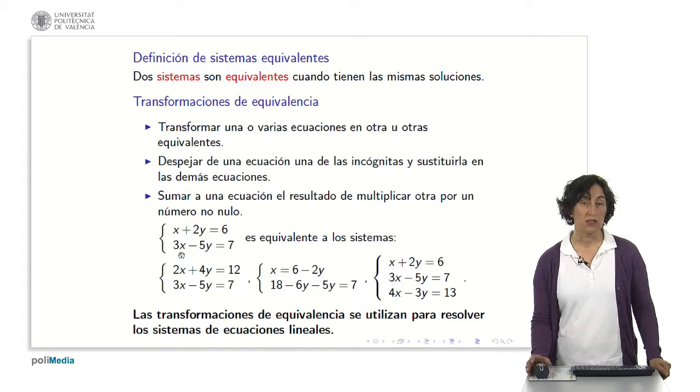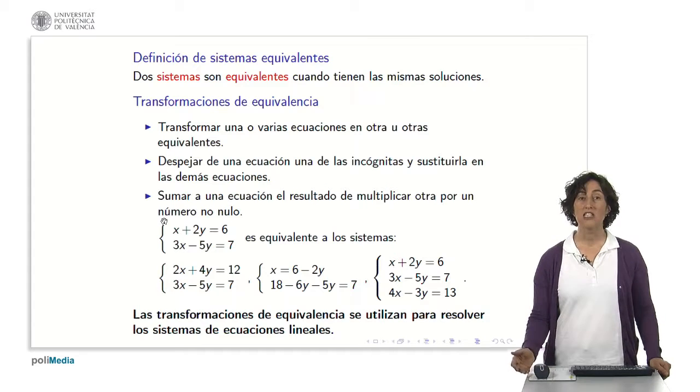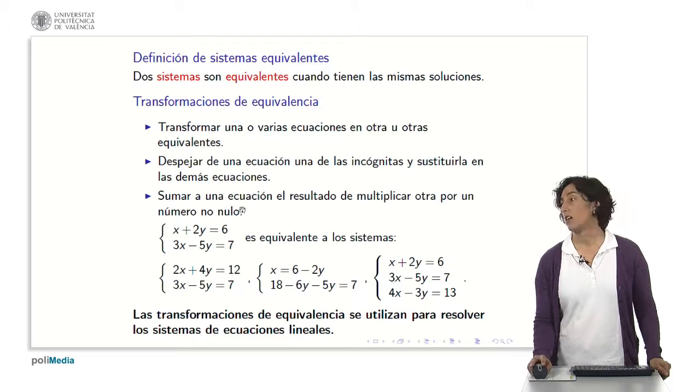Another way would be to clear off from an equation one of the unknowns and replace it with the others. For example, this same system is also equivalent to the system x = 6 - 2y. As you can see, we have cleared off the x, and now we substitute it in the second equation. 3 times (6 - 2y) gives me 18 - 6y - 5y = 7, which would be the equation as a result of replacing x by 6 - 2y. Well, this system is also equivalent to the original, because it will have exactly the same solutions.